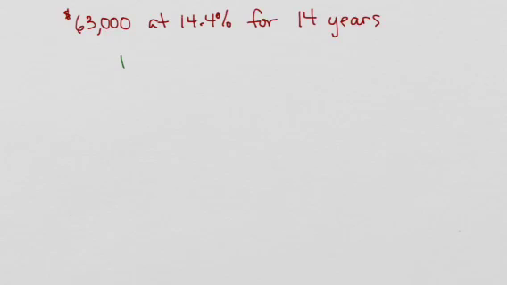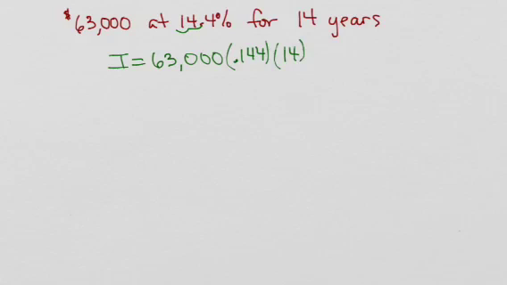So my interest is equal to my principal. How much did I start with? Well, I'm starting today. I'm going to times that by my decimal for my percentage. So I'm going to have to move this decimal 2 spaces over, 0.144, and times that by the number of years I have left. I want to retire in 14 years. So I'm going to take 63,000, times it by 0.144, and times that by 14. And that means that my interest is going to be $127,008. Remember, that's just my interest.